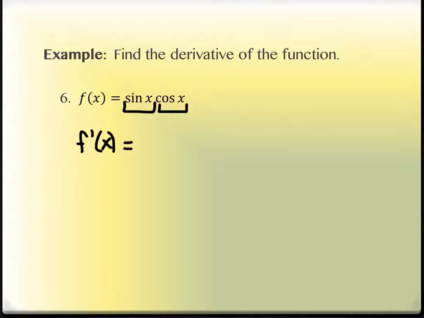All right, yeah. We write one of them down. I usually write the first one down, sine x. Next thing is I need the derivative of the second piece. So what is the derivative of cosine? Negative sine.